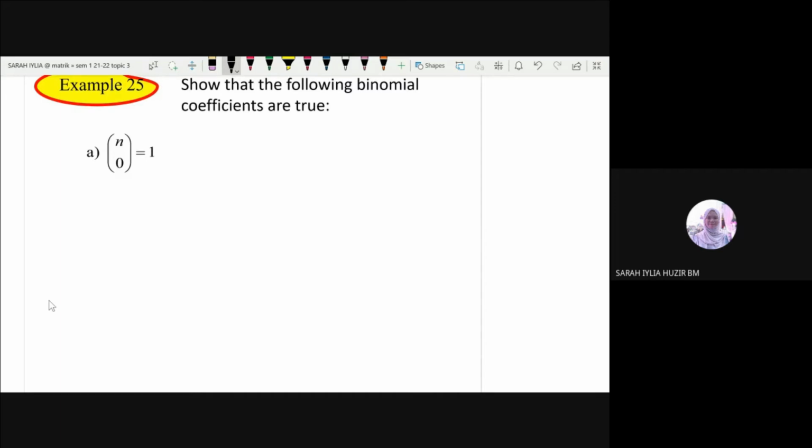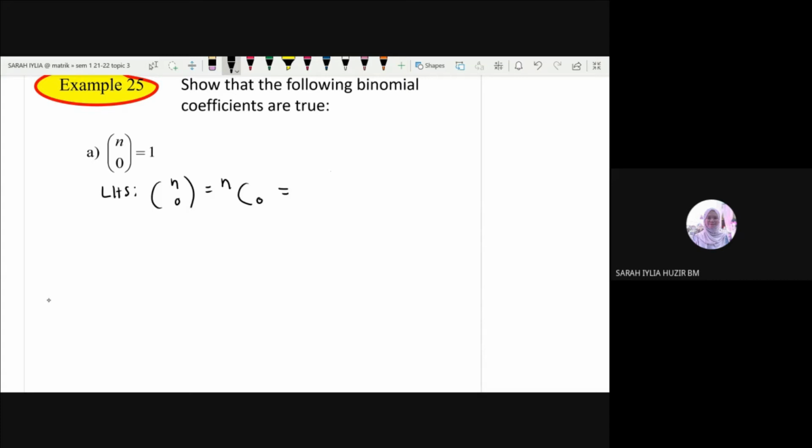Okay, so show that the following coefficient are true. NC0 will be equal to 1. Macam mana kita nak provekan benda ni? Alright, so saya start from left side. N0 is basically NC0. NC0 kita open up using factorial formula.